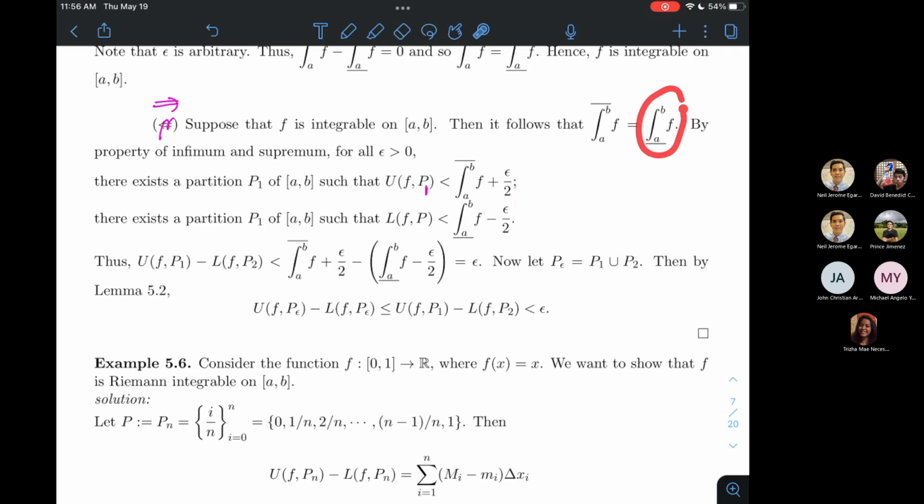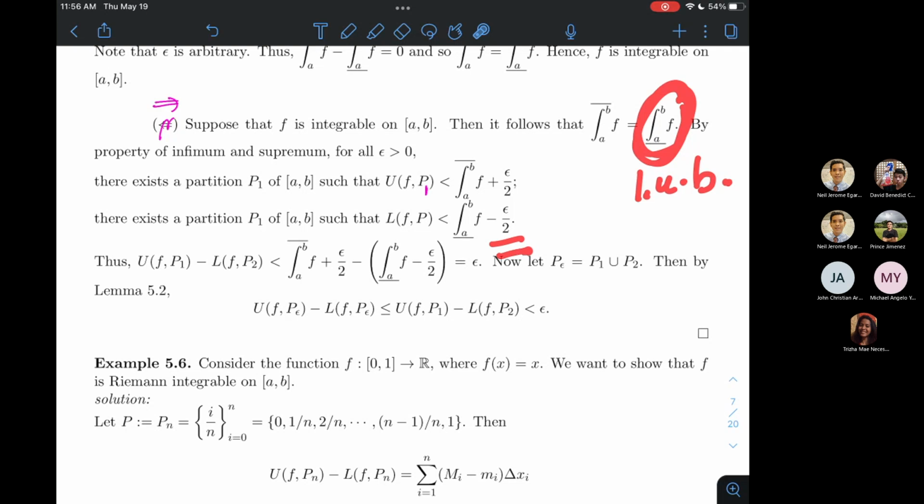So ulit, ito yung supremum ng mga lower sums. Supremum. So it is the least upper bound ng mga lower sums. Okay? So pag nag-minus ako sa kanya ng kaunti, hindi na siya magiging upper bound.